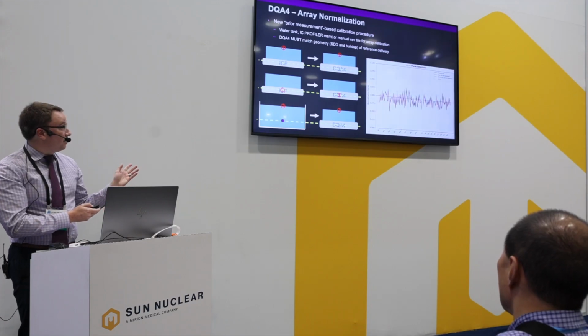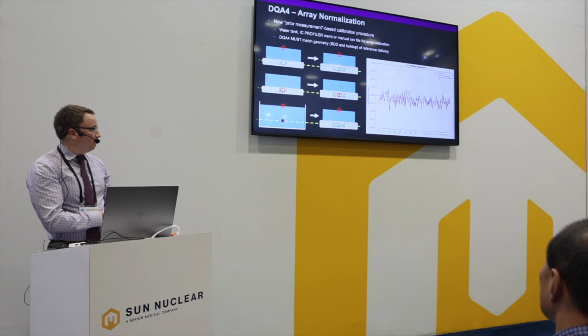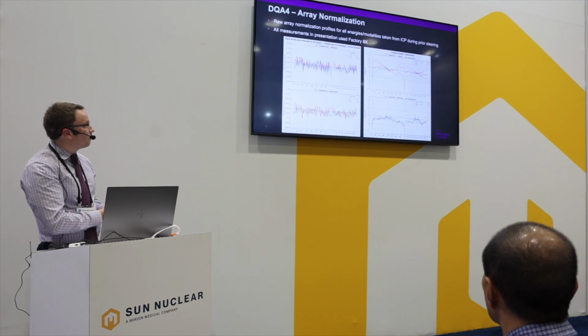And so I did this with multiple different setups, and an example here is the factory 6X that they give you, along with an SAD without any buildup on it that we use for steering, and then a 9010 SAD measurement. And you see that there's nearly perfect overlap, so it's very, very consistent.